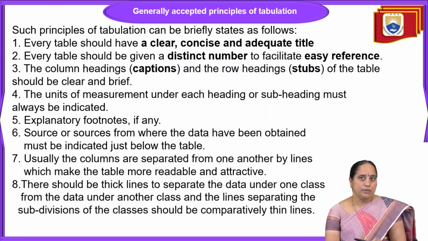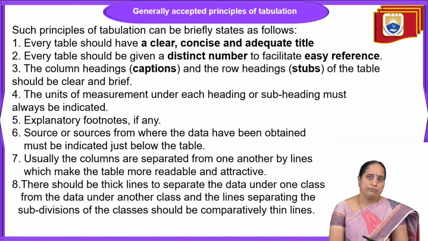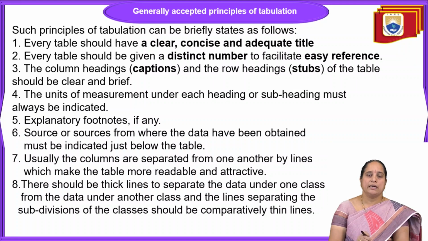Even for tables, we need to have some principles, which are known as generally accepted principles of tabulation. While arranging the data in tables, we need to follow these guidelines. Every table should have a clear, concise and adequate title, so that we can easily identify the table along with its name. Every table should be given a distinct number to facilitate easy reference.